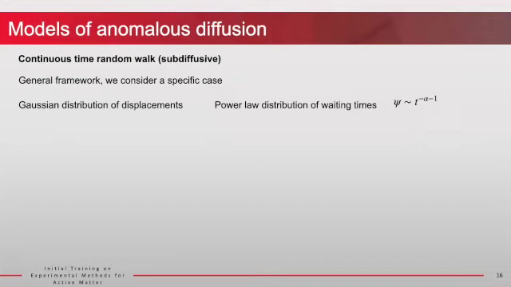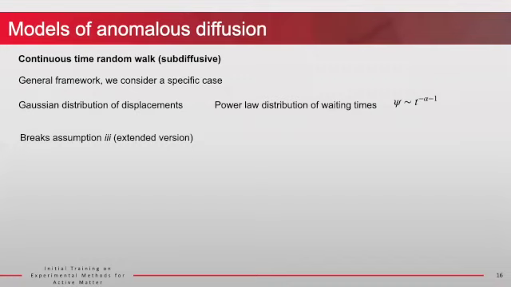in which the displacements are extracted from a Gaussian distribution, and the waiting times, so the times between changes in position that we simulate, are extracted from a power law distribution associated to the power alpha, that, as we will see, will govern also the mean square displacement.